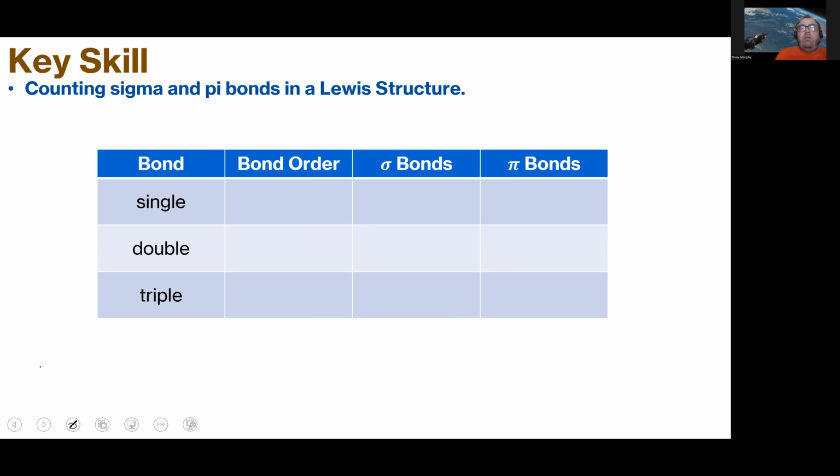Let's think about it from the bond order. A single bond has a bond order of 1. A double bond has a bond order of 2, and a triple bond has a bond order of 3. I said this at the beginning when we talked about sigma bonds: every covalent bond is at least one sigma bond. You can only have one sigma bond.